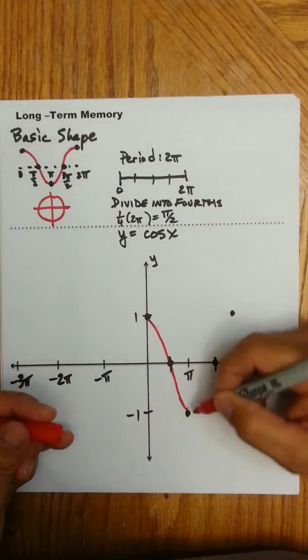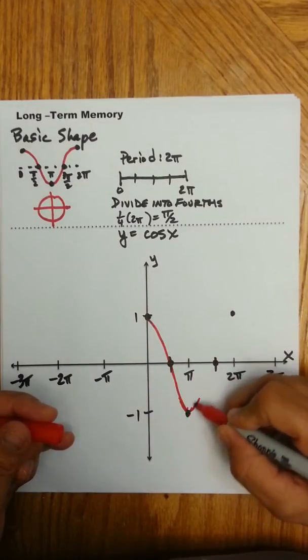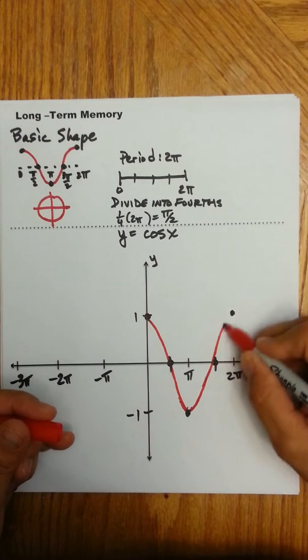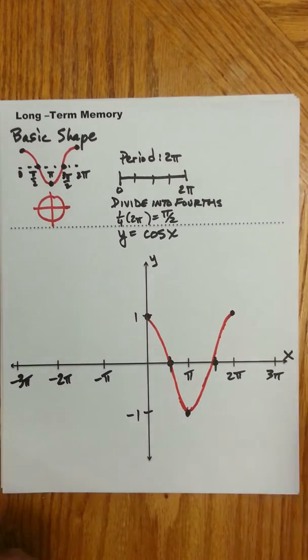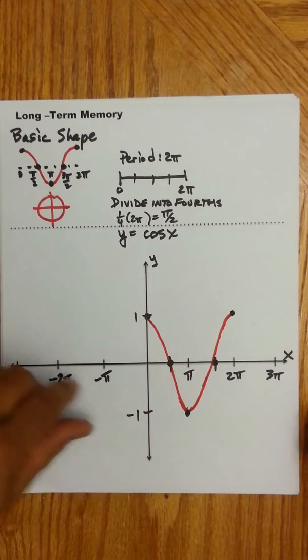Again, try to make it curved, right? Do the best you can. Okay, like that. So that's your first wave, cosine wave.